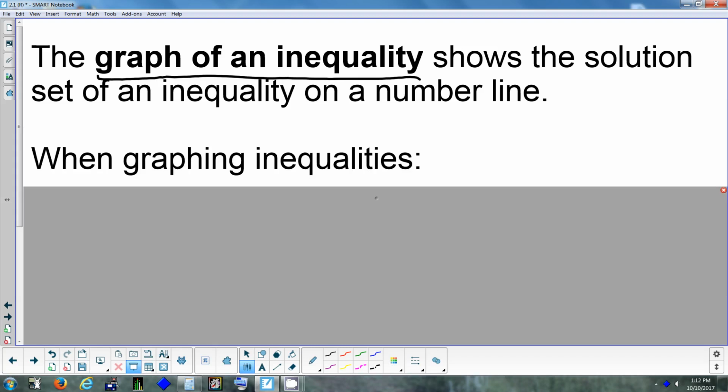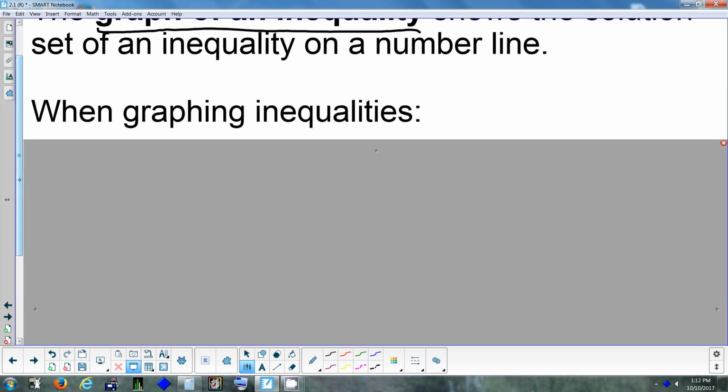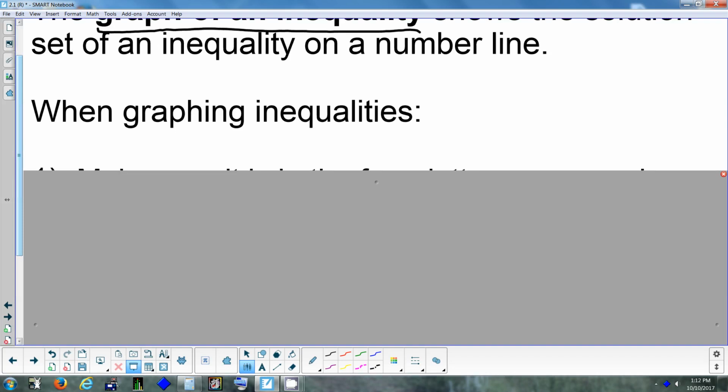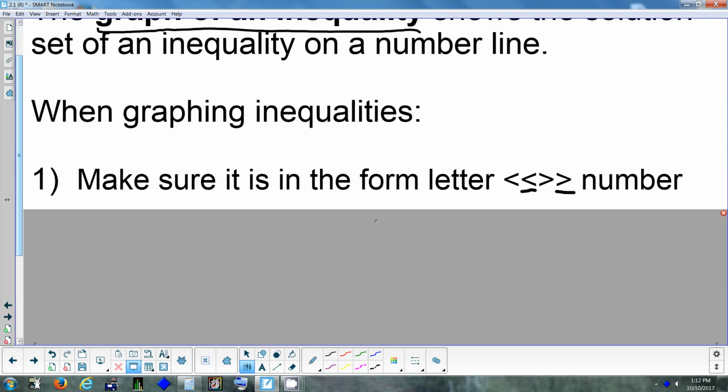Right, so when we graph inequalities, we want to make sure of a few things. Even before we graph, we may have to solve first, then graph it. We want to make sure these things are all set before we graph it. All right. First thing, make sure it's in the form of: you'll have a letter, then one of these signs. You're not going to have all four of them, you're only going to have one. Then you'll have a number on the other side.